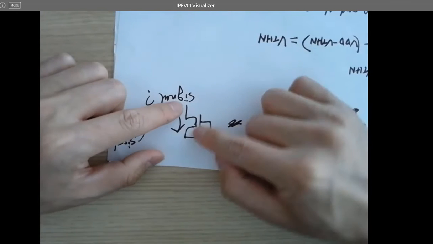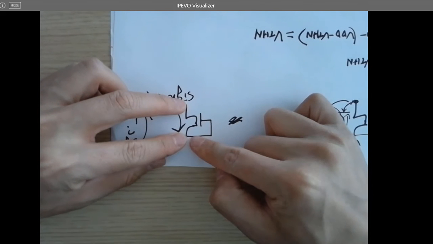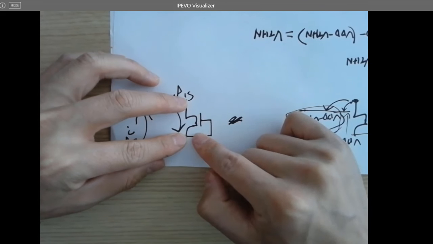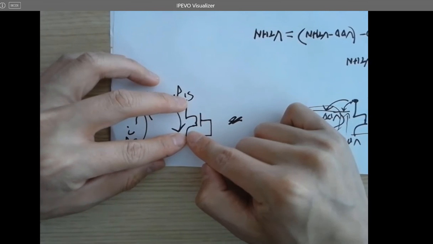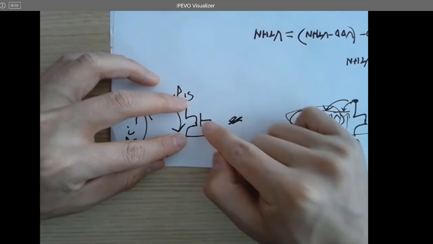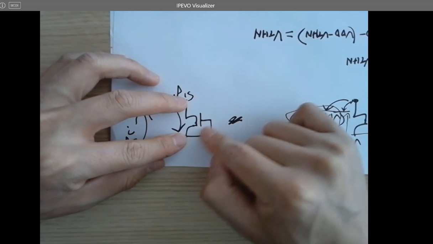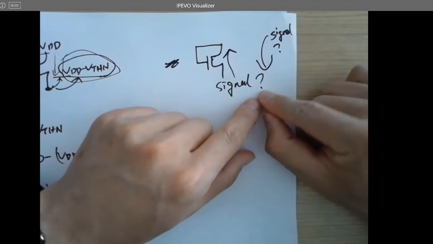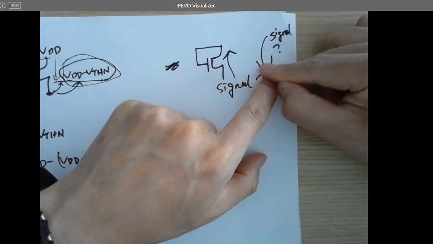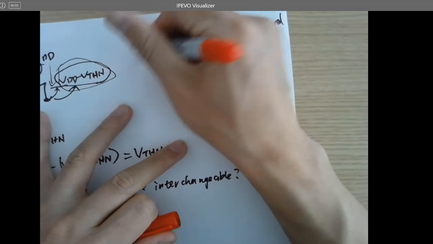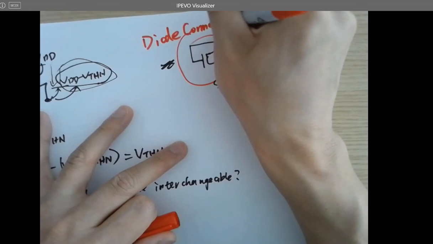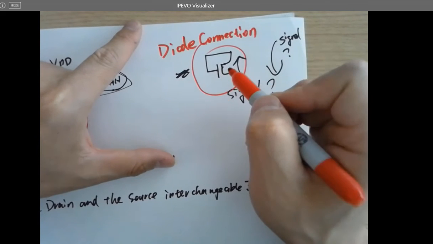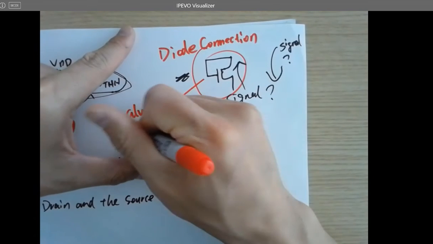If I'm trying to pass a signal from here to here, I'm assuming this NMOS is open, which means VGS has to be high enough. Can you open this channel by shorting here to here? No, because VG equals VS, so VGS is 0, which is lower than VTHN. Right? Can I pass a signal from here to here? This is called a diode connection. If you connect the NMOS in this way, it's always in saturation.